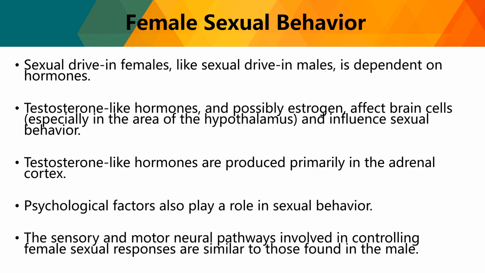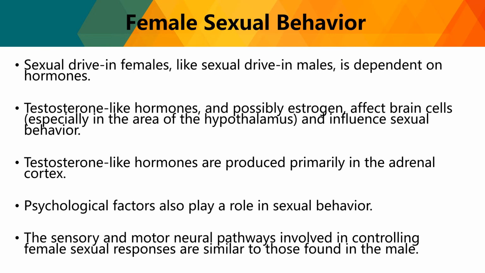So if there's male sexual behavior, of course there's also sexual behavior for females. Sexual drive in females, like sexual drive in males, is dependent on hormones. You thought testosterone is only in males. But in females, there are testosterone-like hormones, and possibly estrogen, that affect brain cells, especially in the area of the hypothalamus, and influence sexual behavior. These testosterone-like hormones are produced primarily in the adrenal cortex, and psychological factors also play a role in a female's sexual behavior.